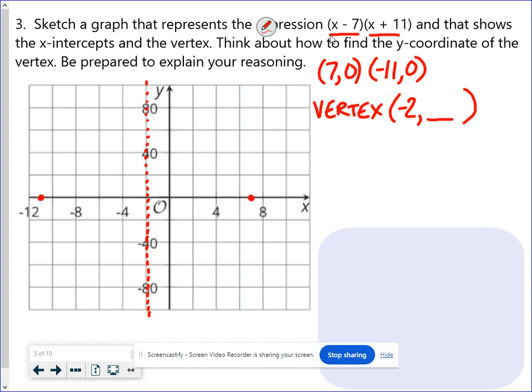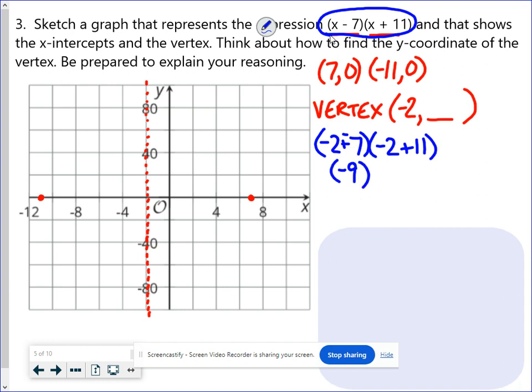I know the x. And I've got this factored form. I'm just going to put -2 in for the x's. I'll switch colors here so we can keep track of this. When I put -2 into this, right, I'm going to have -2 minus 7 and -2 plus 11. -2 minus 7 or -2 plus a -7 would be -9. And -2 plus 11 is going to be +9. Well, that's going to be -81.